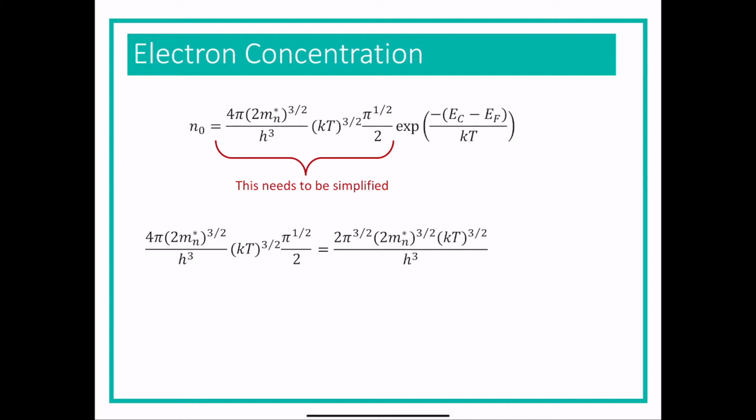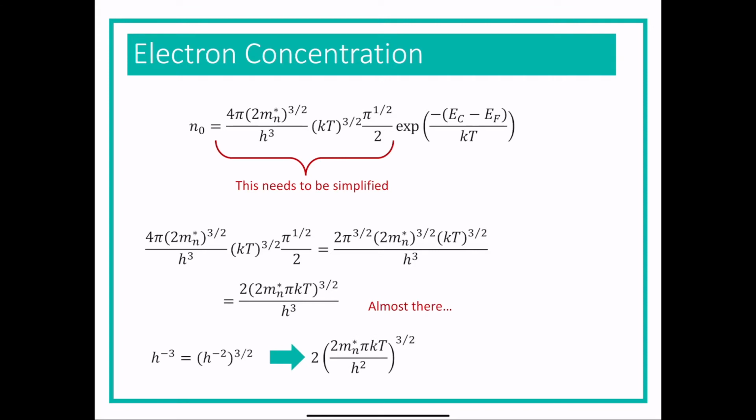And so we can take all that stuff to the 3/2 and put it together. We're almost done. We can take h to the minus 3, because that's the one weird thing that we need to do something with. And that's equal to h to the minus 2 to the 3/2, if that makes sense. So I can put that inside as well. And what we end up with is 2 times the effective mass times pi times kT over h squared to the 3/2.